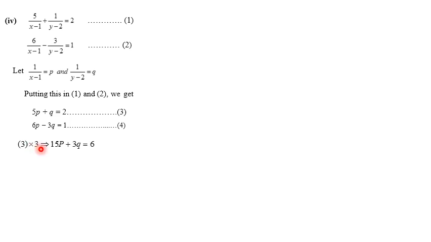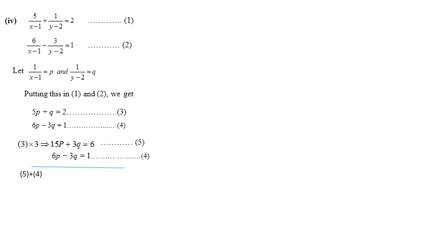So when I multiplied 3 here, 5 into 3 is 15p, 3 into q is 3q, 3 into 2 is 6. Label it as equation number 5, and the next equation remains the same, that is 6p minus 3q is equal to 1, that I have written here, with the same equation number. Then we have to solve these two equations. The signs are different here, plus 3q and minus 3q, so simply adding is enough.